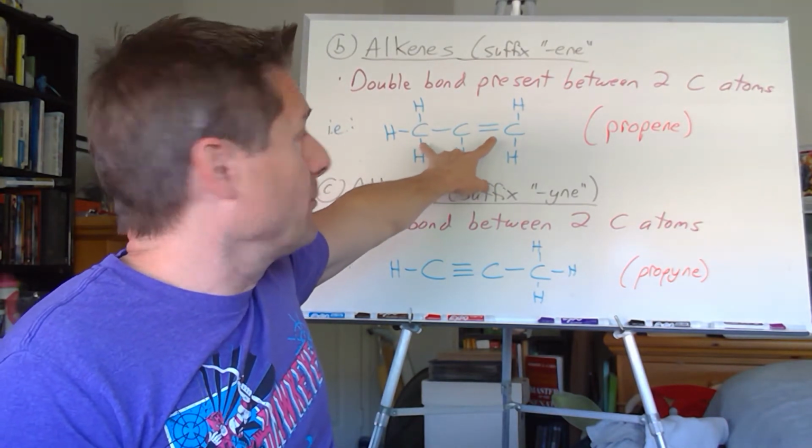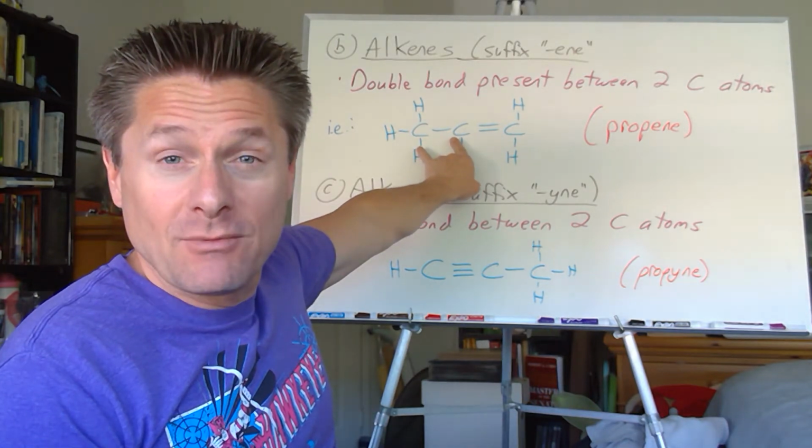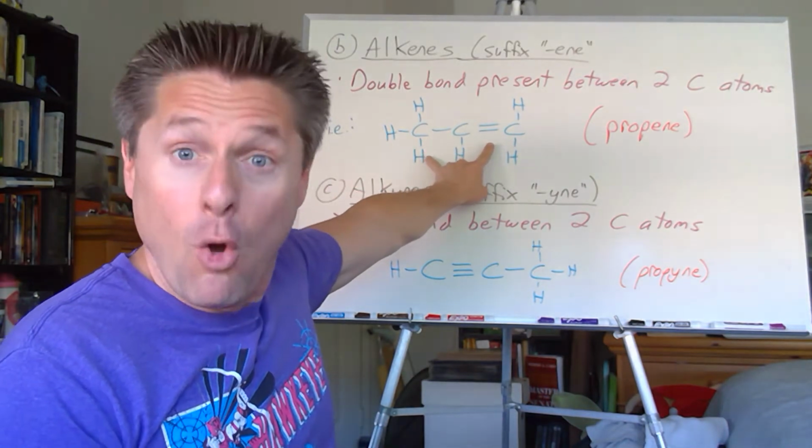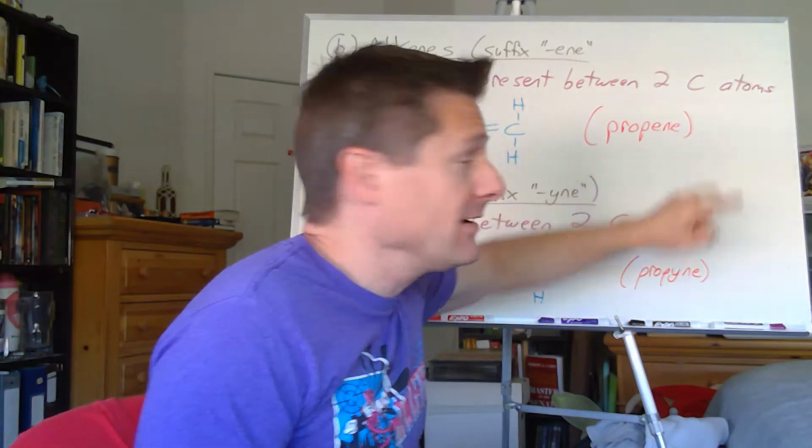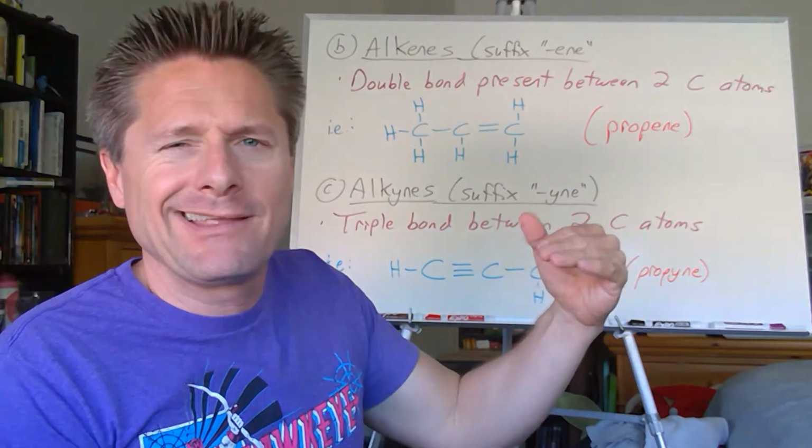So if I have a 3-carbon molecule with a double bond between carbons, well, 3 is prop, that's the root, and then add the suffix ene. It gets more complicated, it gets longer.